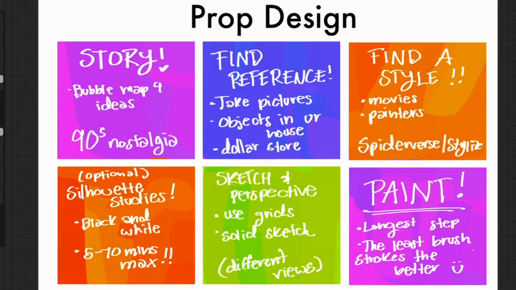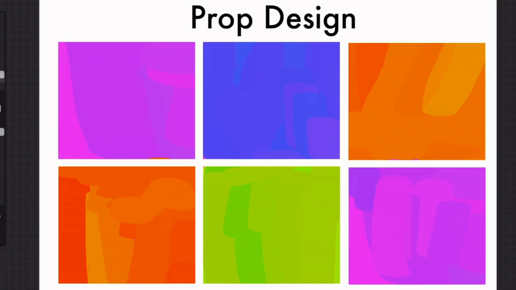I divided my process into 6 big steps, and I'm going to go over them one by one. First step when it comes to prop design, or whenever you want to create a prop sheet, is to find a story. It doesn't have to be super complicated. I usually go for things that resonate with myself.